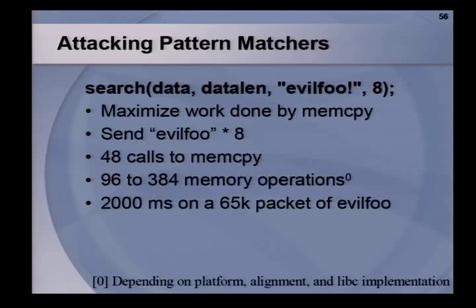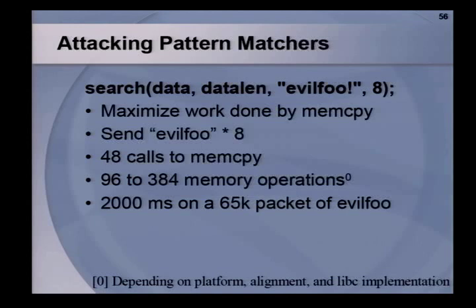So how do you attack this? You maximize the work that search function will do. If you send evil foo, it does not match evil foo bang. So if you send evil foo times 8, when you look at it, there's going to be 48 different calls to memcopy. Depending on the implementation of memcopy, you can have between 96 and 388 actual memory operations for reads and compares, which evaluates to, on a 65K packet on a 3 gigahertz box, 200 milliseconds for a 65K packet of just evil foo without the bang.